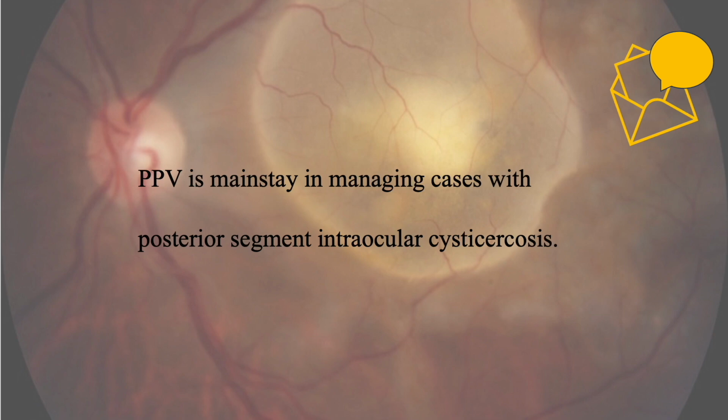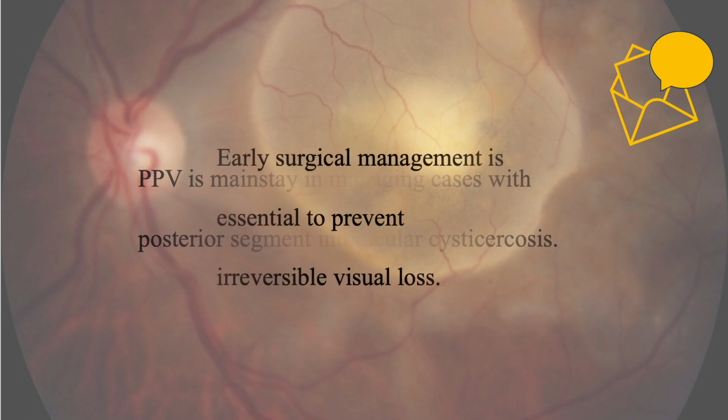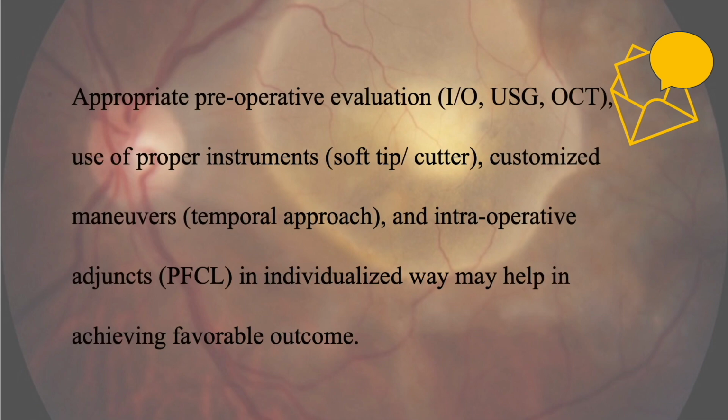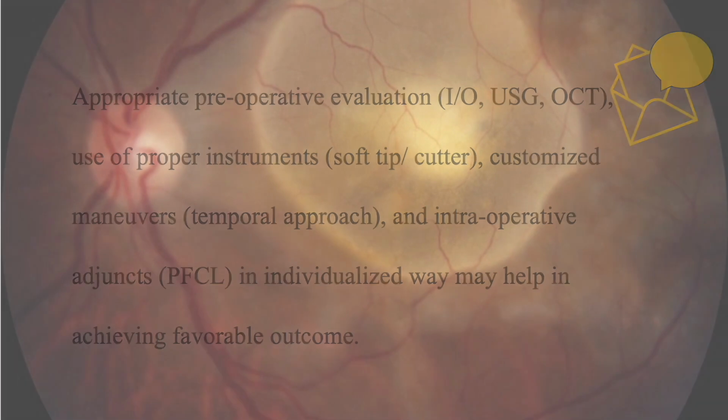To conclude, PPV is the mainstay in managing cases with posterior segment intraocular cysticercosis. Early surgical management is essential to prevent irreversible visual loss. Appropriate preoperative evaluation, use of proper instruments, customized maneuvers, and intraoperative adjuncts in an individualized way may help in achieving a favorable outcome. Thank you.